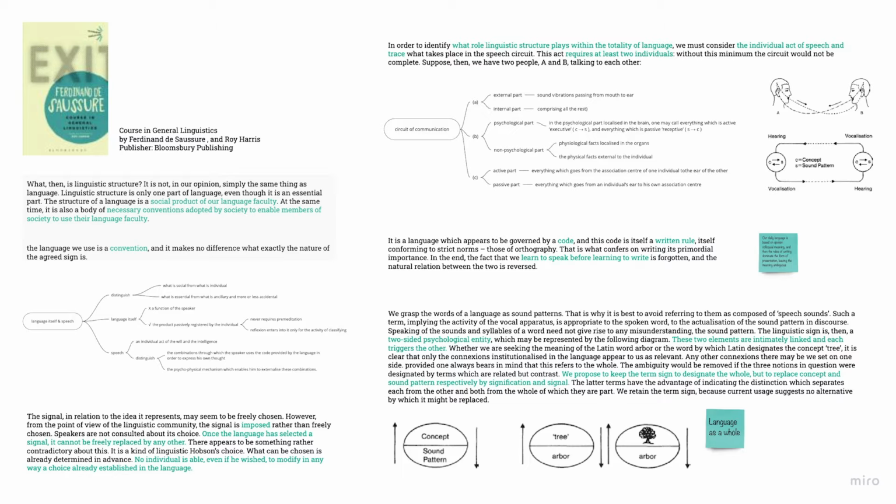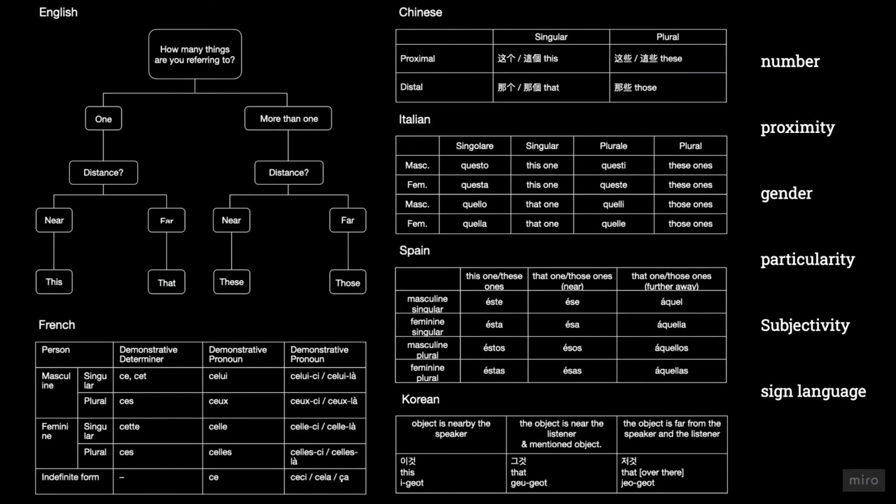Also, I read a book written by Saussure, Course in General Linguistics, which provides a philosophical and linguistic understanding of communication styles and language structure. The use of demonstrative pronouns is mainly shaped by 5 key factors when looking at a word's language. Number, which refers to one thing or more than one thing. The proximity, near or far. The gender, masculine or feminine. Particularity, is it general or special. Subjectivity, referring to the speaker and listener.